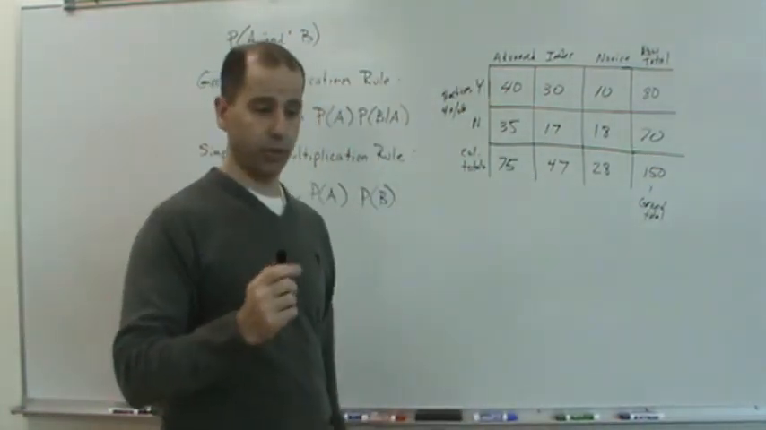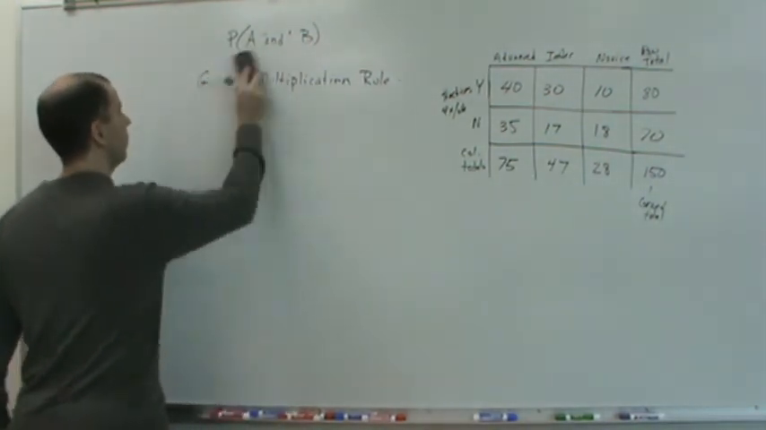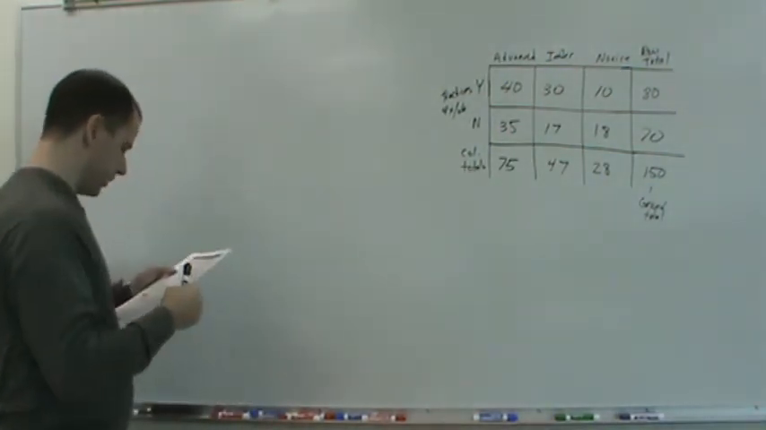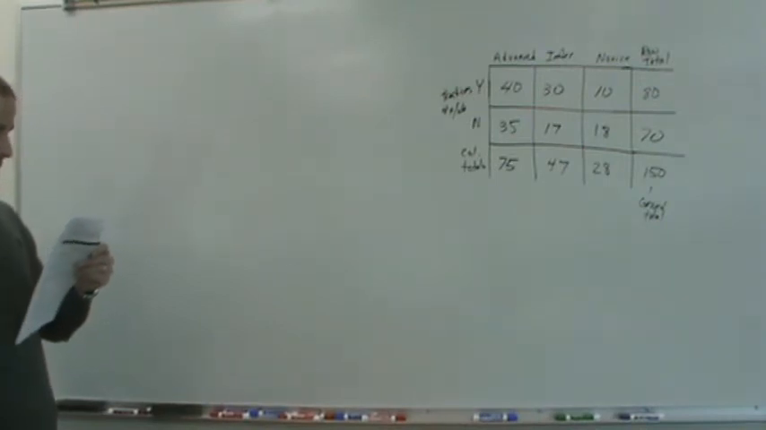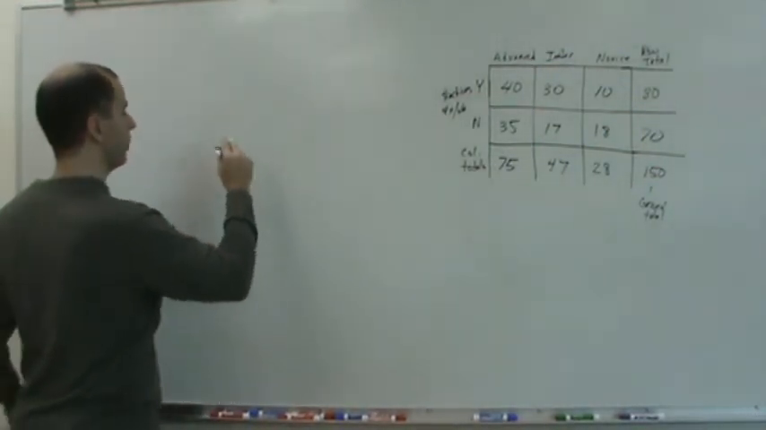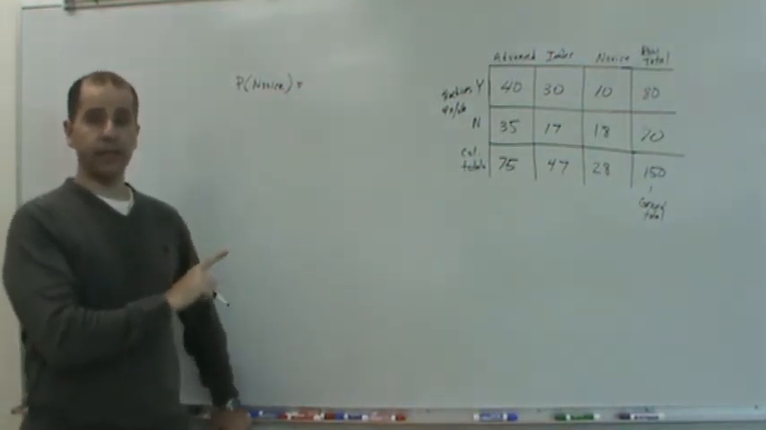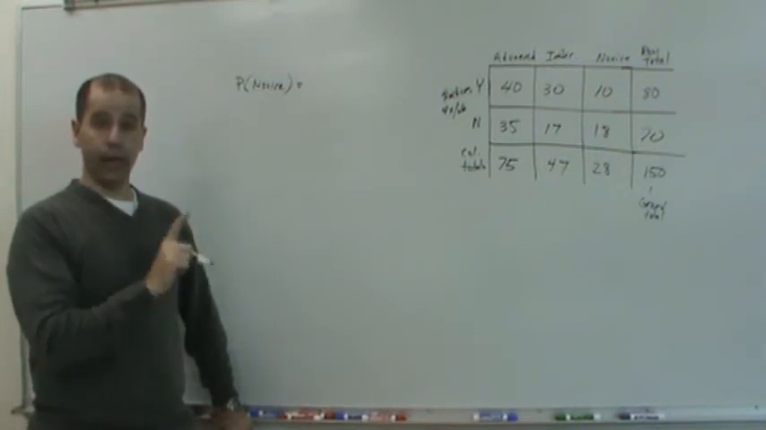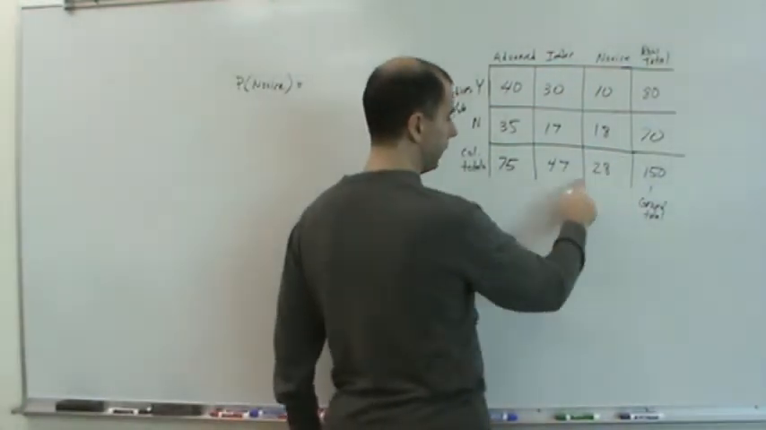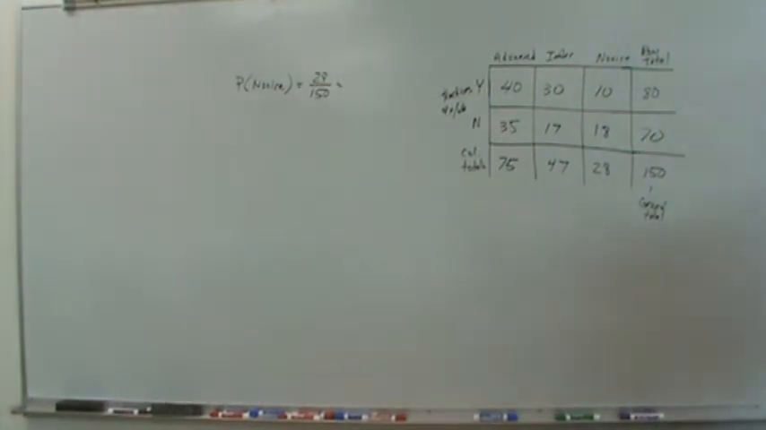Okay, so now that we've got our contingency table filled out, now we can answer probabilities. Let's see what the questions are. It says, suppose one member of the swim team is chosen randomly. What is the probability that the member is a novice swimmer? So we want the probability that the randomly chosen person is a novice swimmer. Looking at the contingency table, out of the total number of swimmers, how many are novice? Well, 28, out of 150. So the probability is 28 out of 150, and that probability turns out to be 0.187.